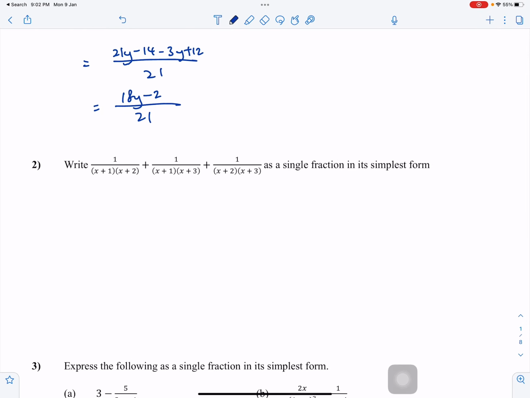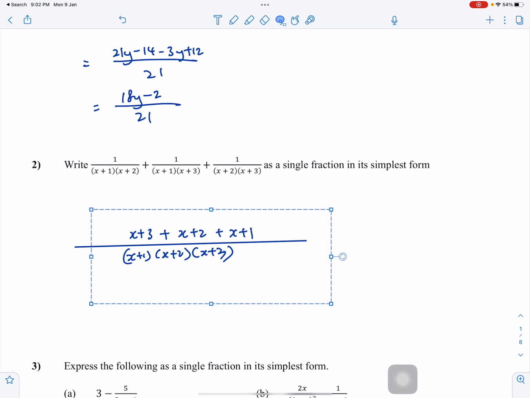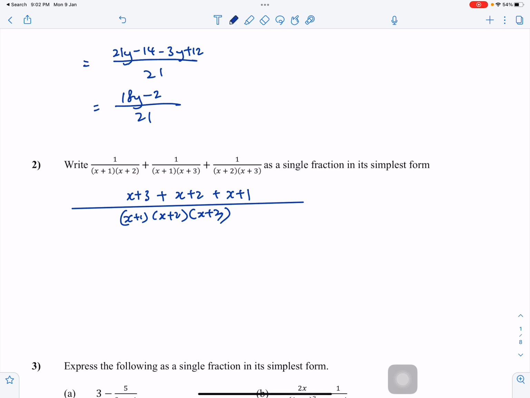The next question is common denominator for the three fractions over there. You realize that the common denominator is x plus 1, x plus 2, and x plus 3. So the first one is missing x plus 3, the second one missing x plus 2, and the third one missing x plus 1. You need to know the common denominator. There are three unique factors in the denominator itself. So the answer for this question will be, let me just do a quick one, 6.